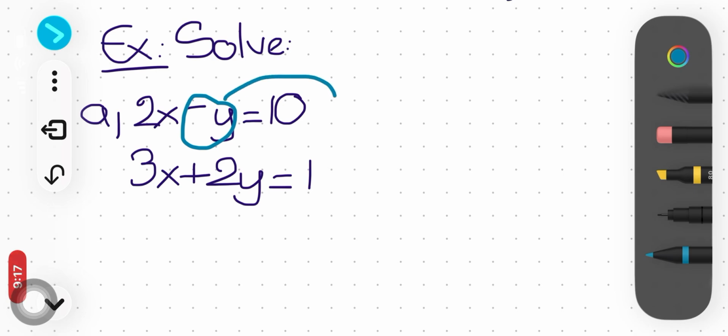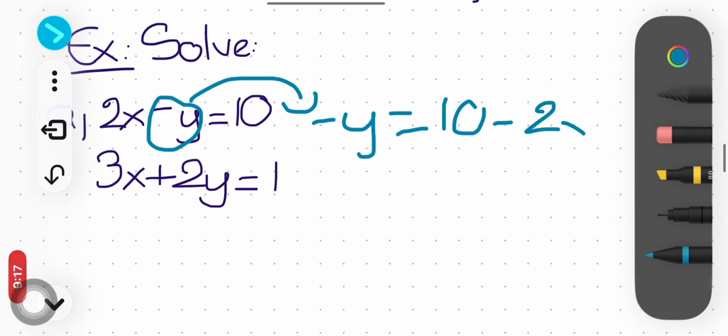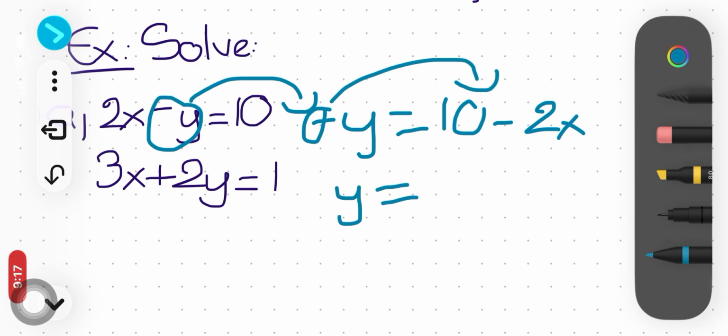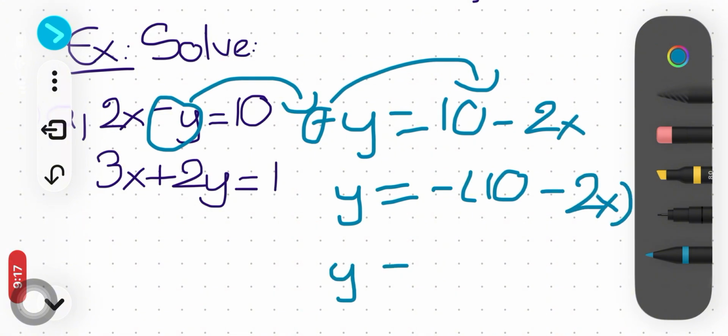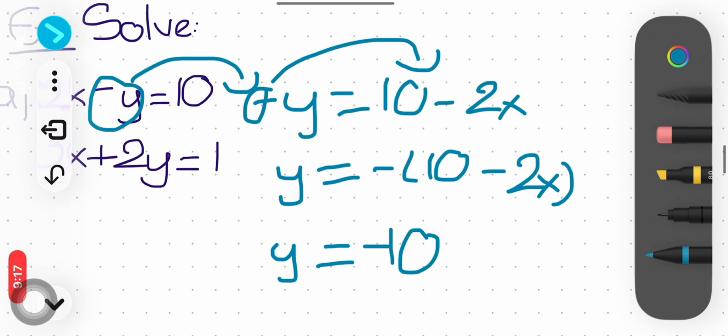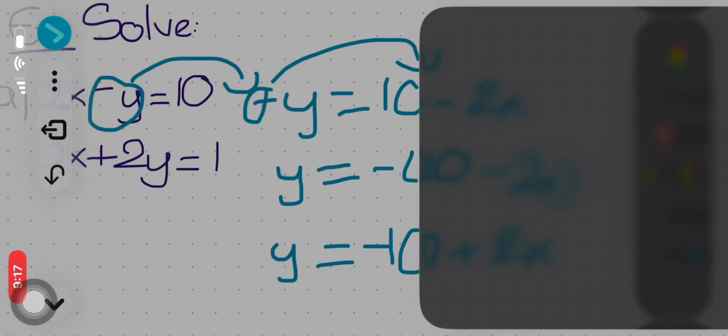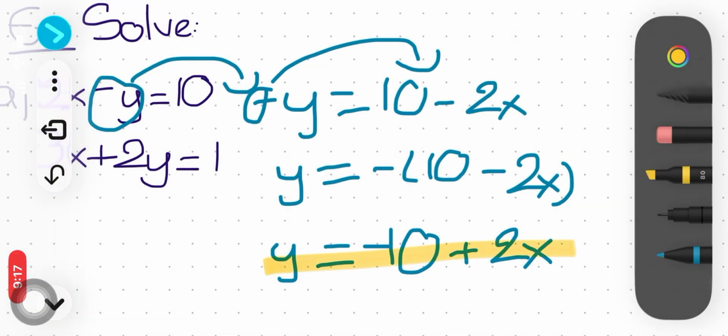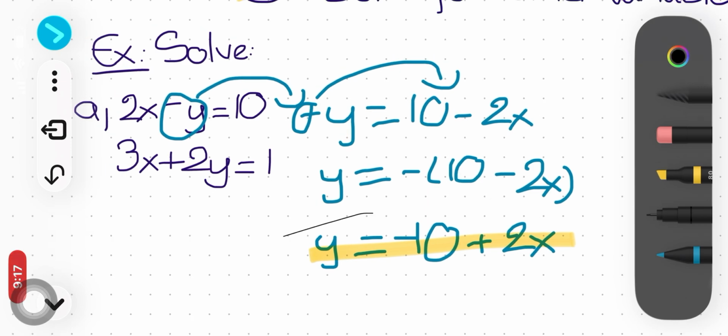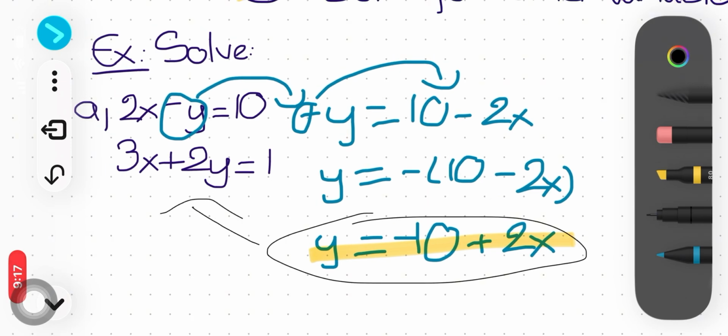First, we need to isolate the y. We have minus y equals 10 minus 2x. Then we will transfer the minus to the other side, and now we have y equals minus 10 minus 2x, and we just solve it. Then we have the new equation and we will plug it into the second equation.